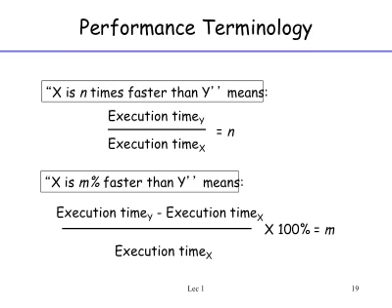We can also say X is m% faster than Y. By that we mean the difference between these two execution times divided by the new execution time, or the execution time of X, multiplied by 100%, that is m. That means X is m% faster than Y.